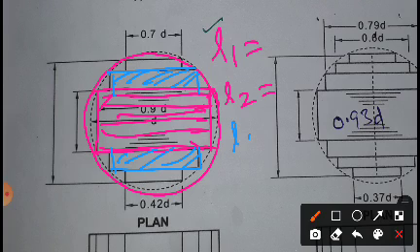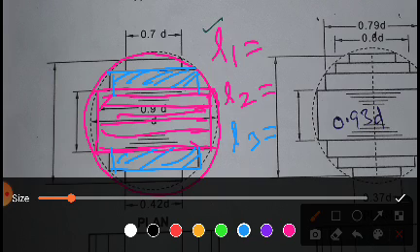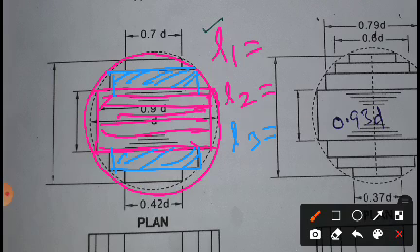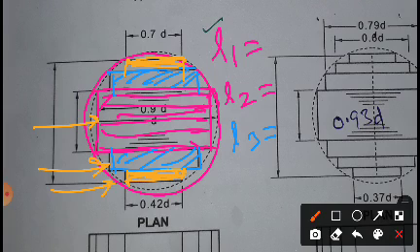And L3 is equal to 0.42D. Based on that, we draw another line. So the length is equal to 0.42D. This is the length. Join it. So this is the third step. This is the first step, this is the second step, this is the third step.